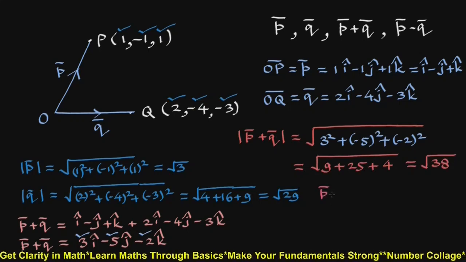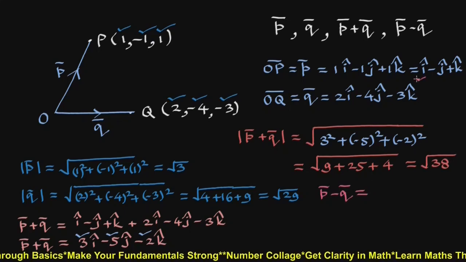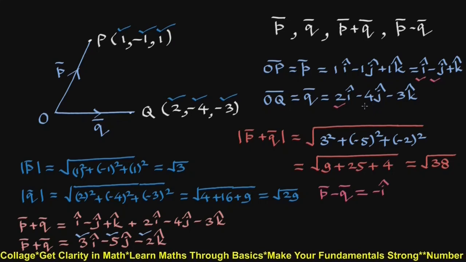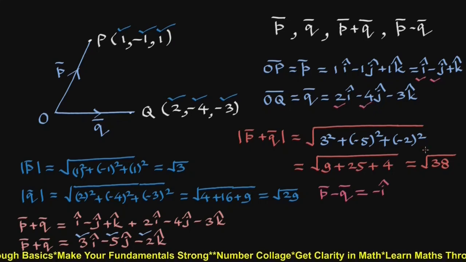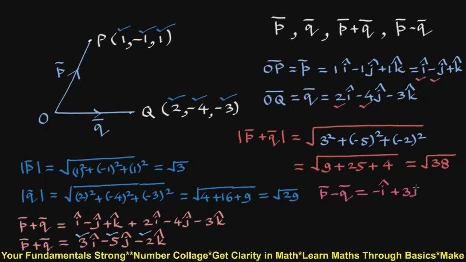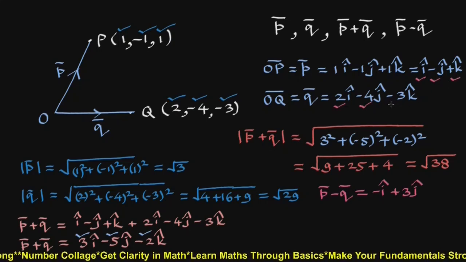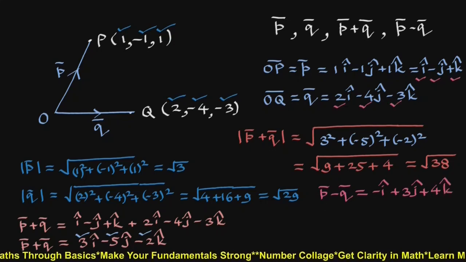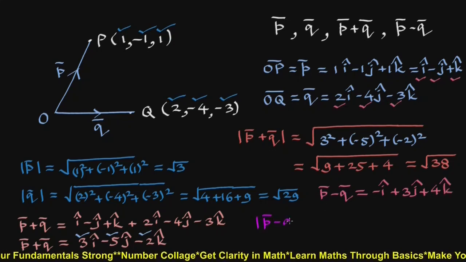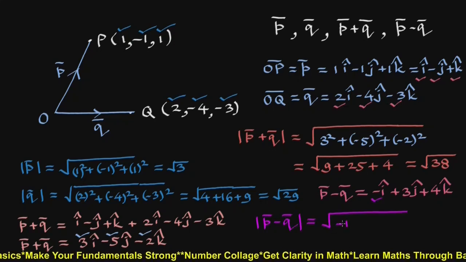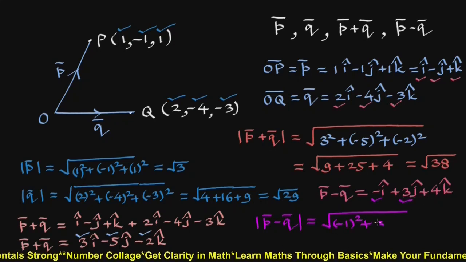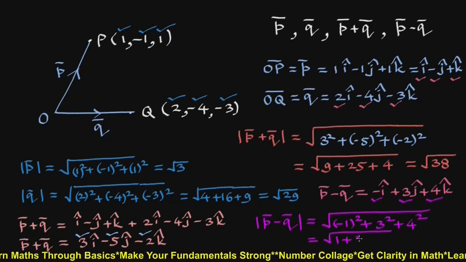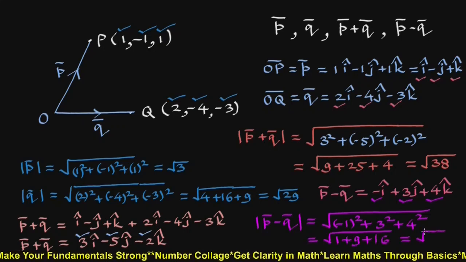Next we find p bar minus q bar, which will be this 1 minus 2, minus 1 i cap, this minus 1 minus 4, that is minus 1 plus 4, 3 j cap, and this 1 minus minus 3, that is 1 plus 3, 4 k cap, and its magnitude mod p bar minus q bar will be this minus 1 square plus this 3 square plus this 4 square, which will be 1 plus 9 plus 16, square root 26.